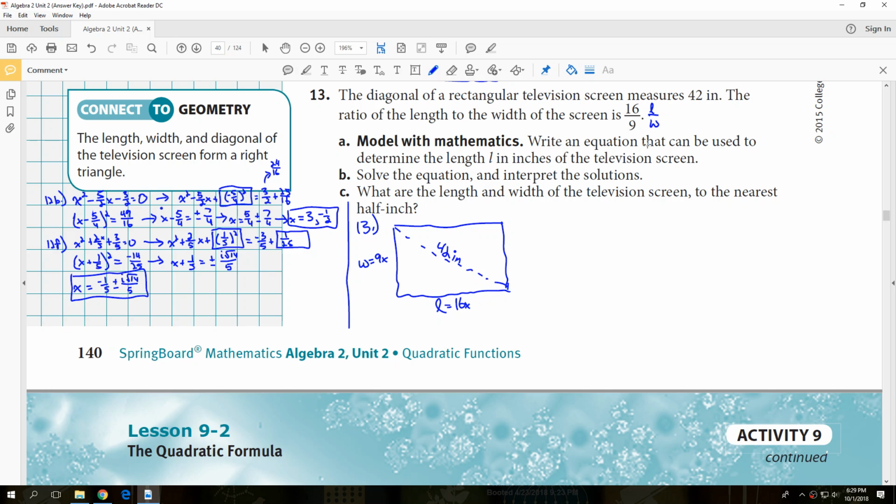Well, let's see, A is write an equation. I'm just going to use the Pythagorean theorem, right? Here's my equation, which is the legs squared plus the legs squared, and it should be equal to the hypotenuse squared. So that should be 9x squared plus 16x squared is equal to 42 squared, just like that.